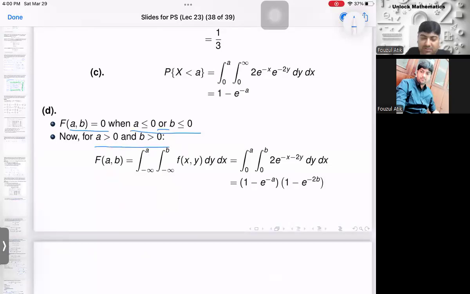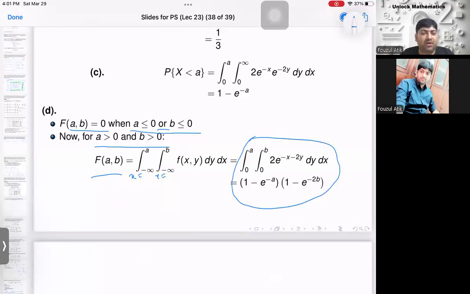Whenever your a and b values are greater than 0, then the joint cumulative distribution function F of a, b is equal to the integral from minus infinity to a for x, minus infinity to b for y. So this is x value, this is y value, f(x,y) dx dy. And the same way, if you calculate the integral, you will be getting this. I hope this is clear.